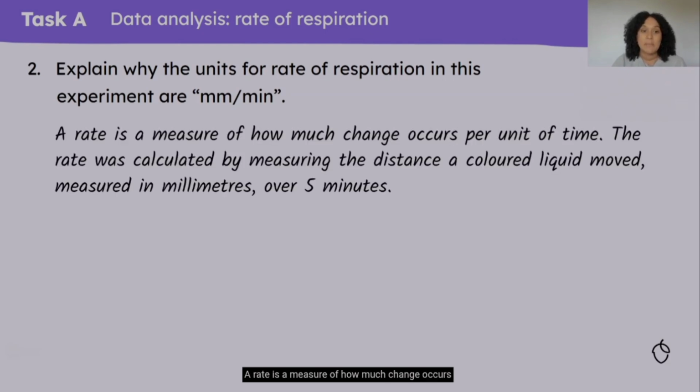A rate is a measure of how much change occurs per unit of time. The rate was calculated by measuring the distance a coloured liquid moved, measured in millimetres over 5 minutes.